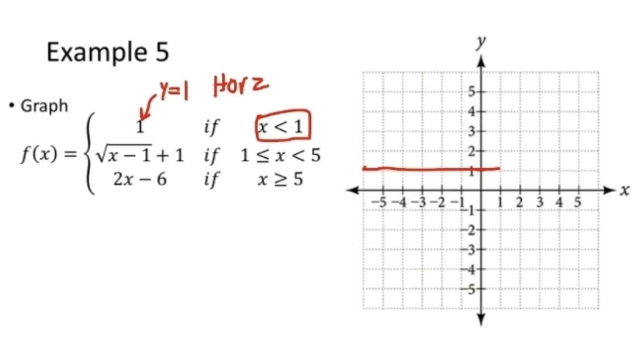Now, at x equals 1, I can't actually use y equals 1 to evaluate the function. So I'm going to put an open circle to signify that the equation y equals 1 stops at this point where x equals 1, but this point is not actually part of the graph of f of x. Now, the next equation is the square root of x minus 1 plus 1.